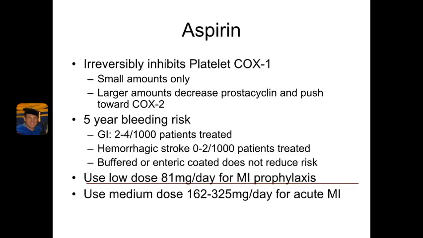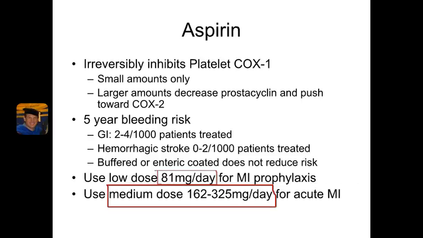For prophylaxis, and also for stroke and MI prophylaxis, you're going to use low dose, 81 milligrams a day. And for an acute MI or stroke, you're typically going to use an intermediate dose, which is 162 to 325 milligrams per day, which is 2 to 4 times the low dose.